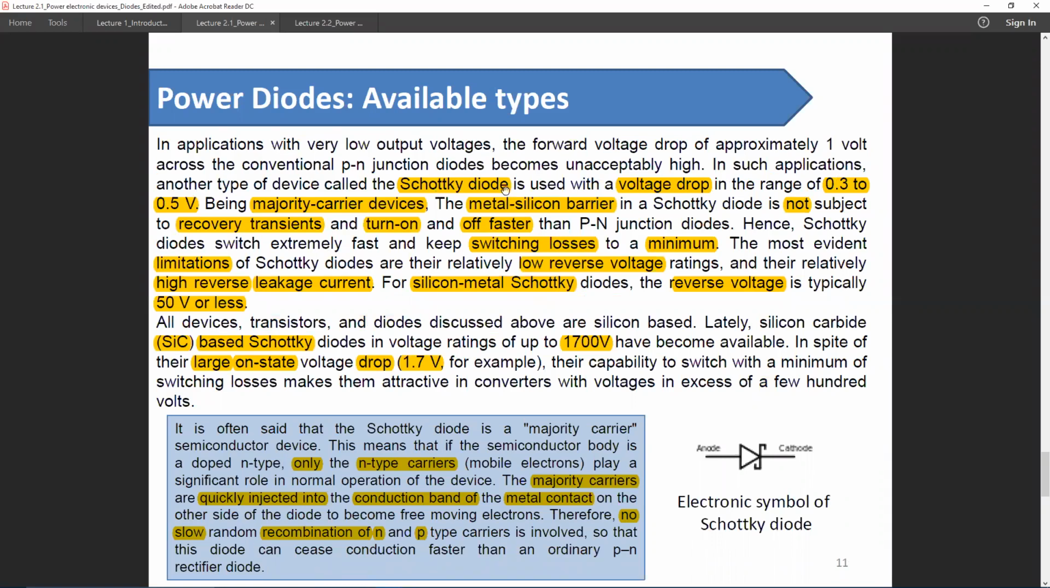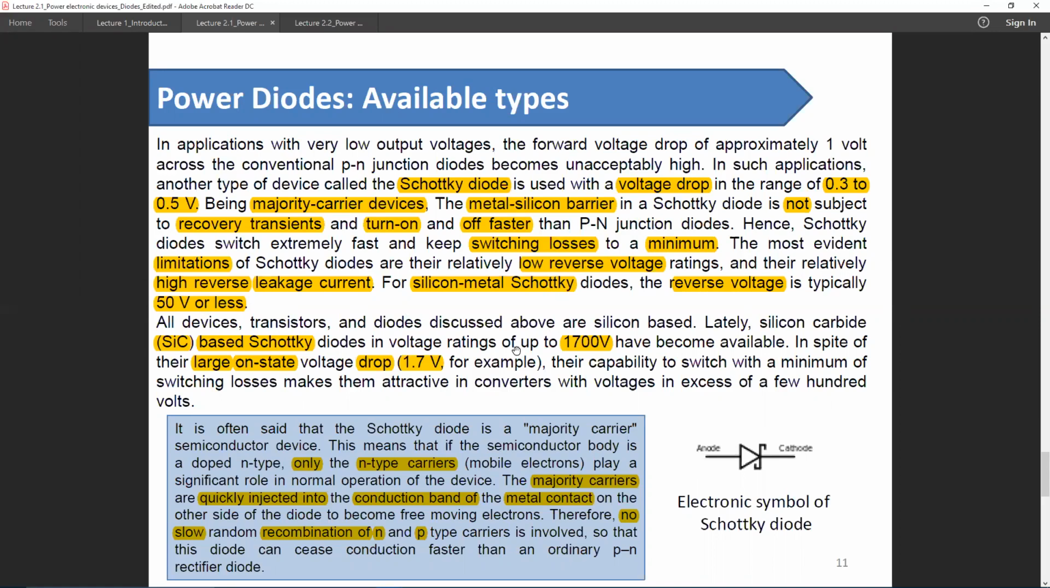Another type of diode is the Schottky diode, which has a forward voltage drop of 0.3 to 0.5 volt. Being a majority carrier device, a Schottky diode can turn on and turn off pretty fast. So the switching loss is very low in case of a Schottky diode. It is a majority carrier device, as there is no typical p-n junction. The recovery times are much lower. So a Schottky diode can be very useful in high frequency applications, but it has some drawbacks, like it has very low reverse voltage, maybe 50 volt or less.